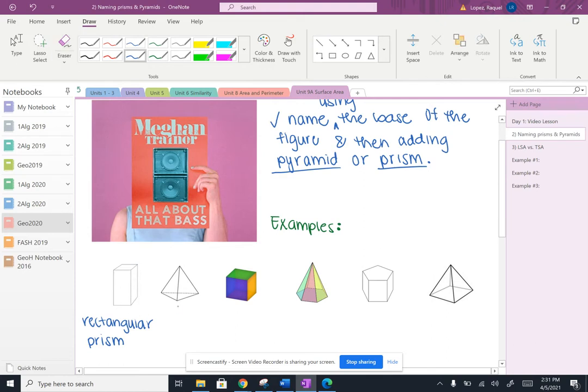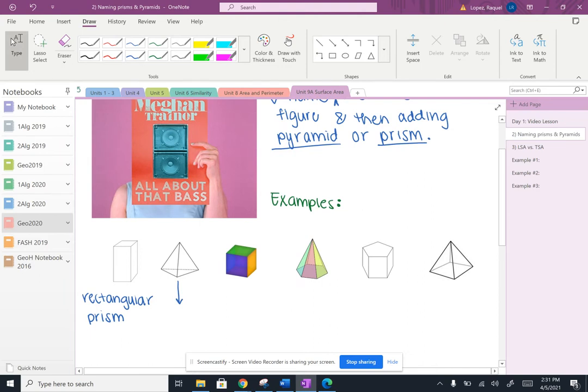The next figure, well, let's take a look at what our base is. Our base is a triangle, so this is going to be called a triangular pyramid. This one's a pyramid because we've got all of our lateral faces meeting at one point on the top. This next figure right here, a lot of you guys would know that as a cube, so we can call that a cube. We can also call that a square prism, but a cube is just fine.